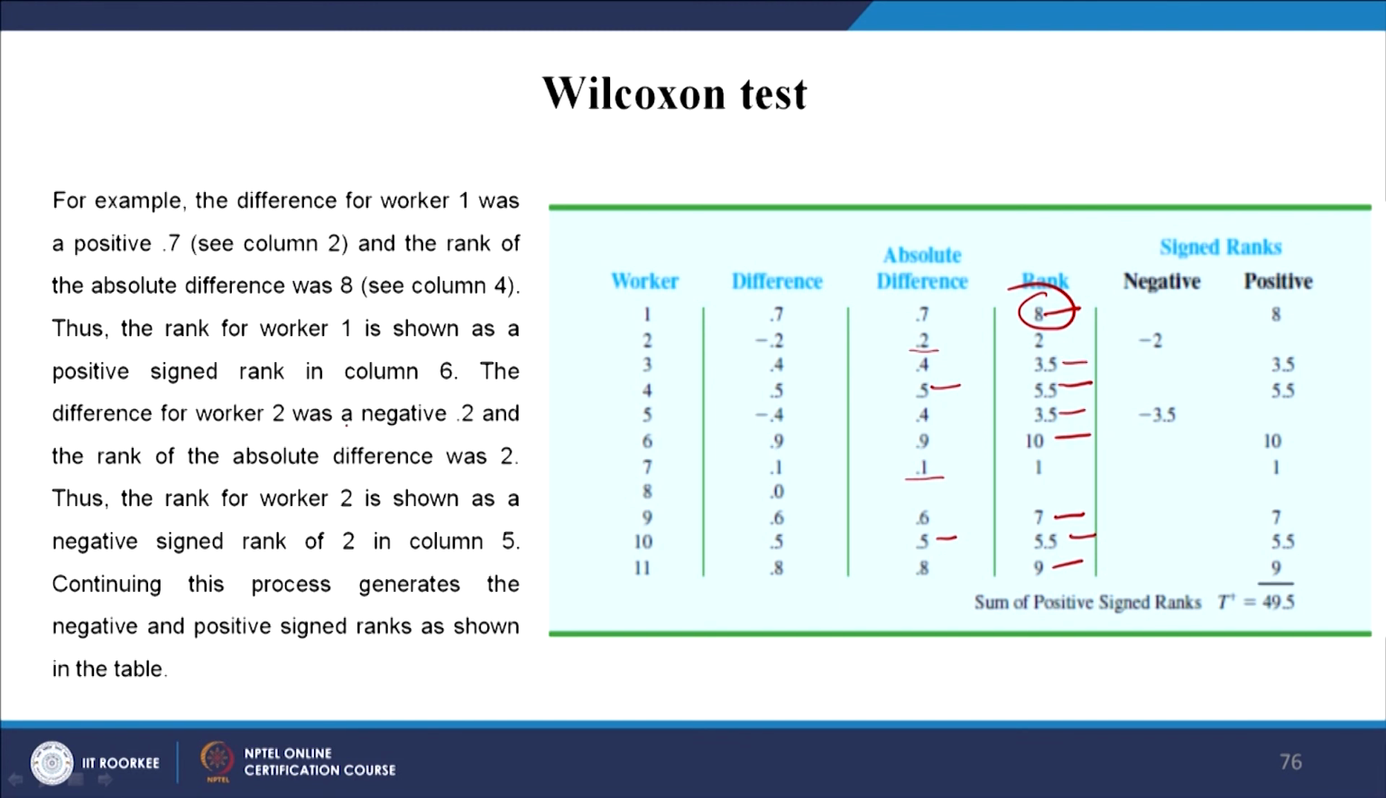The difference for worker 2 was negative 0.2, and the rank of the absolute differences was 2. Thus the rank of worker 2 is shown with a negative sign, rank 2. Continuing this process generates the negative and positive signed ranks. The scale of measurement within each pair must be ordinal in nature, and the test basically uses an ordinal scale. So, this is the example.